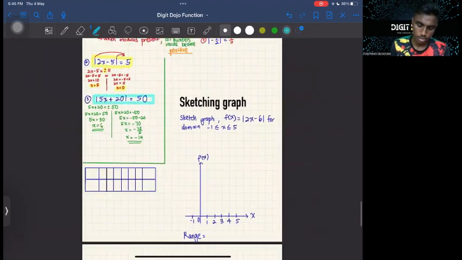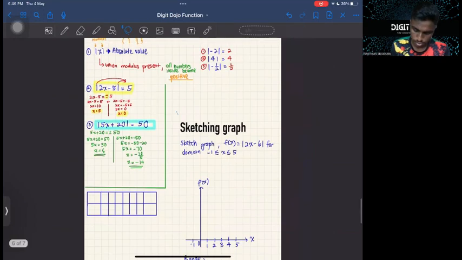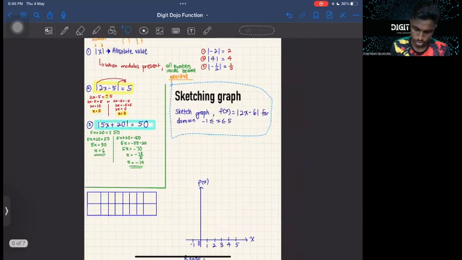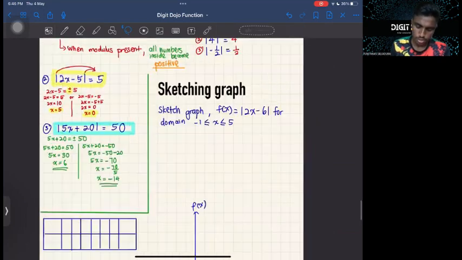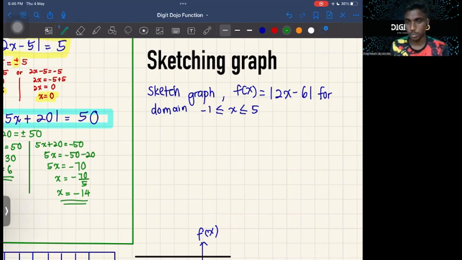Next thing we'll be learning about is sketching a graph. Let's move this on top. In this question, how to sketch a graph? We will be learning how to sketch a graph. Sketch graph f(x) equals modulus 2x minus 6 for domain negative 1.